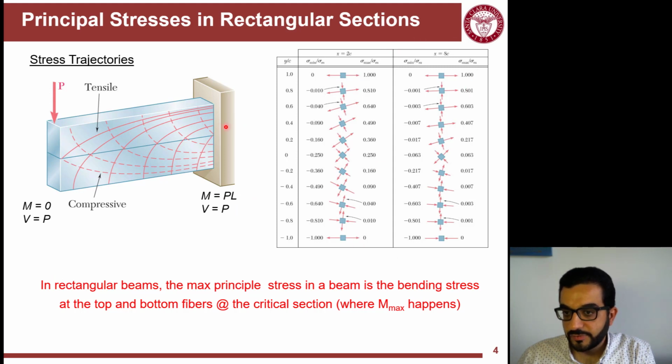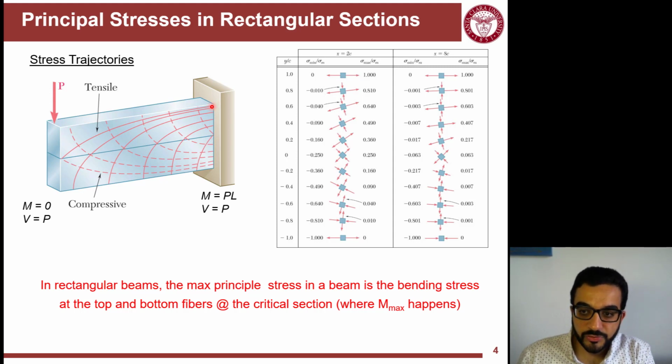And what they did also is generalize this analysis and draw contours or lines here, what we call stress trajectories. And you can see here the solid line is the tensile, or what we call sigma 1, and the dotted line is the compressive principal stress, what you call sigma 2. And you can see here at the tip of the beam, M is equal to 0 and V is equal to P. And at the end here, this is a critical section, M is equal to P times L, the length of the beam.